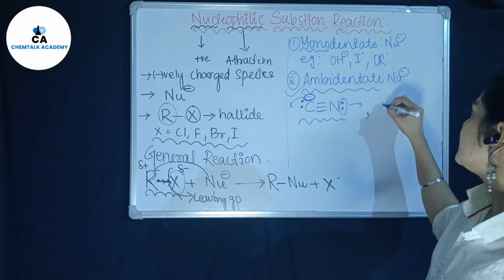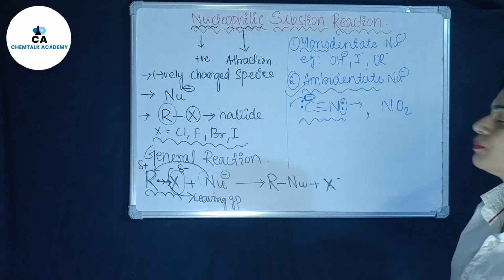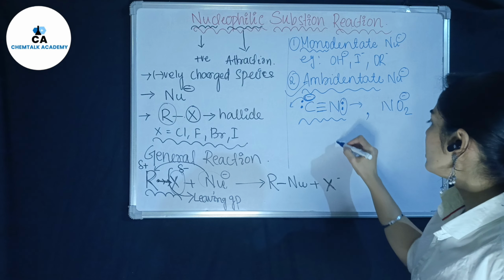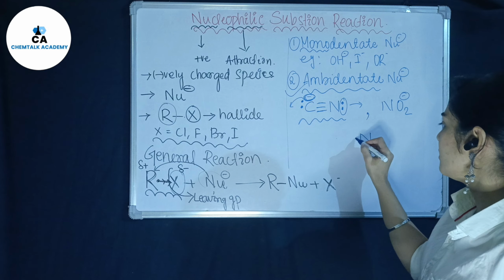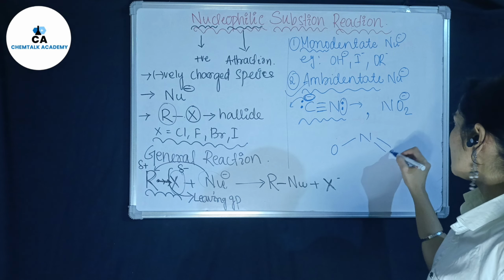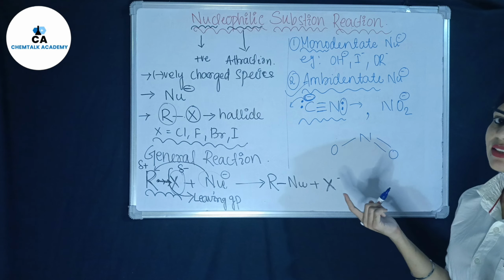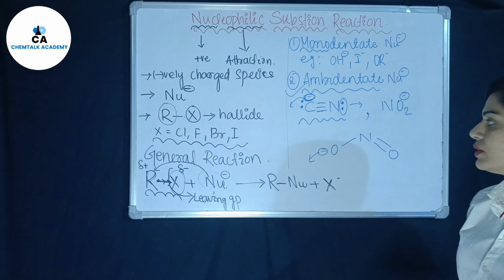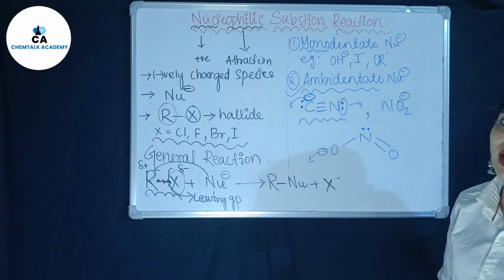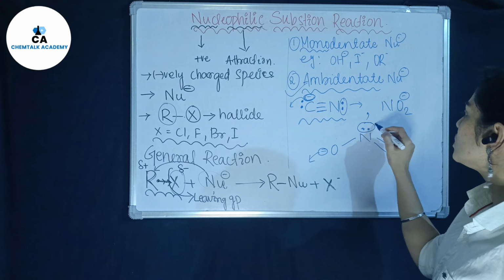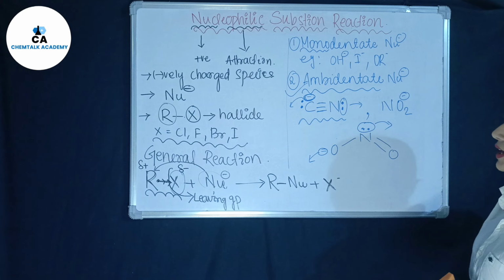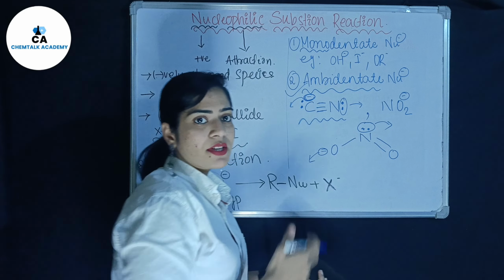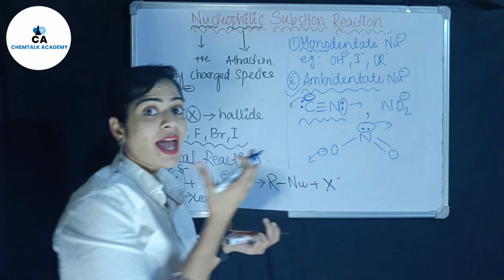Similarly, another example, NO2 minus. If I draw this structure: nitrogen, oxygen, oxygen. Here the extra electron is with this oxygen, so this acts as a donor site, and nitrogen, having a lone pair of electrons, also acts as a donor site. So these are some types of nucleophile that you can identify.